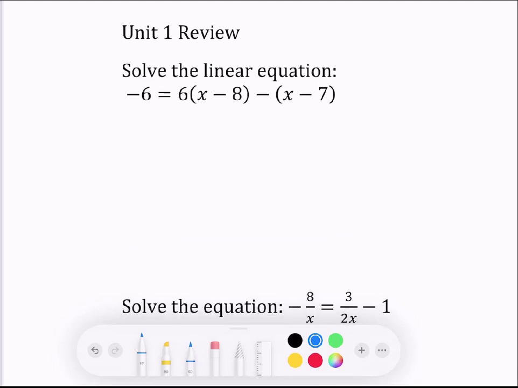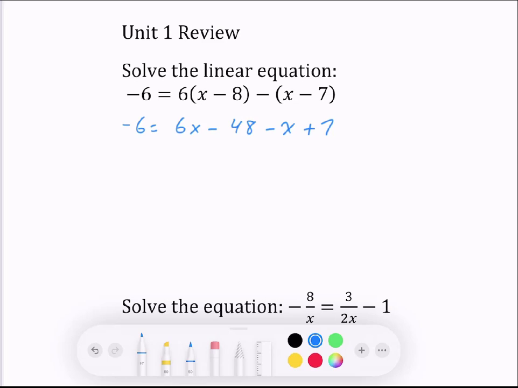So solve a linear equation. I'm just going to start in the upper left there. -6 equals 6 parentheses x minus 8 close parentheses minus parentheses x minus 7 close parentheses. A lot of parentheses. What do we do with that? Distribute? Okay. Yeah, 6x minus 48 when we distribute the 6 there. And then what about the minus sign there? Minus 1x plus 7. Okay, good. We change the signs, we have a minus sign like that.